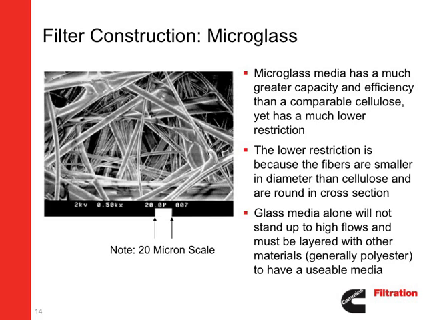It makes sense because the fibers are smaller in diameter than cellulose and are round when viewed in cross-section, as you've seen. Glass media, however, is delicate and can't stand up to high flows. That's why it must be layered with other materials, generally polyester, to make the media usable.